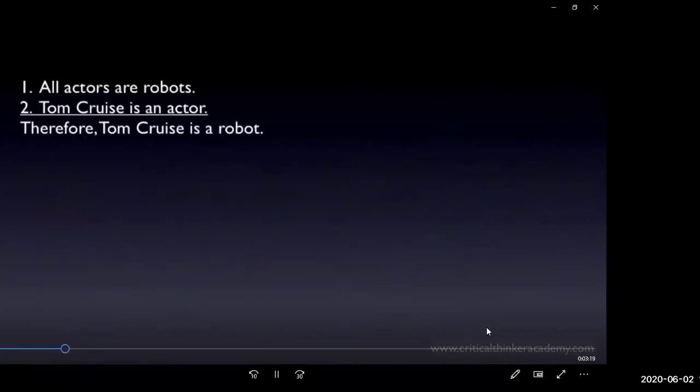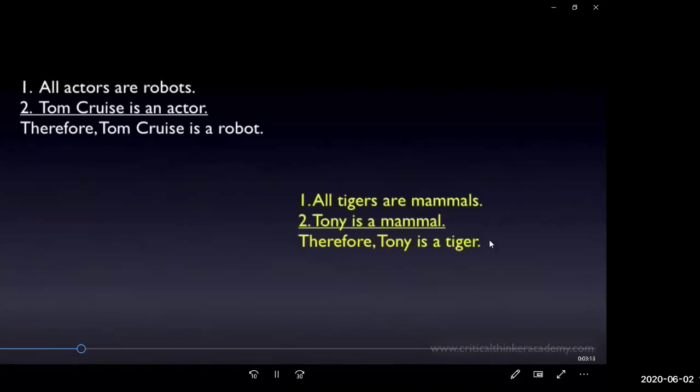Here's an argument. All actors are robots. Tom Cruise is an actor. Therefore, Tom Cruise is a robot. Here's another argument. All tigers are mammals. Tony is a mammal. Therefore, Tony is a tiger.